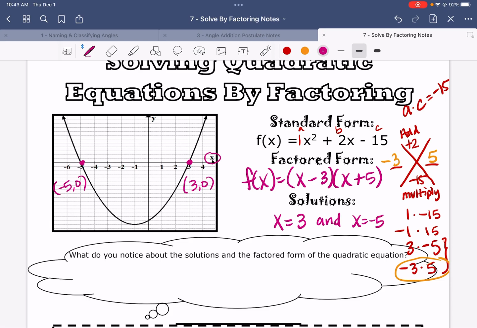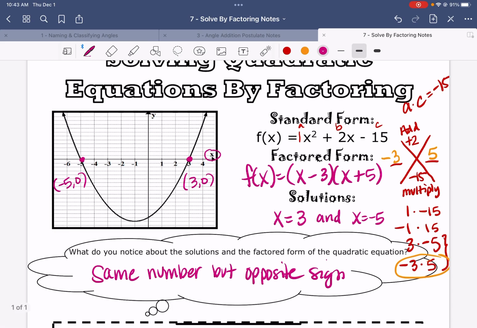Well, what if we don't have the graph? How can we figure out those solutions if we don't have the graph? Well, do you notice something about the factored form, the numbers in the factored forms and the solutions? Yeah, they're opposite. They're the same number, but the opposite sign. Isn't that interesting? So let's write, same number, but opposite sign.